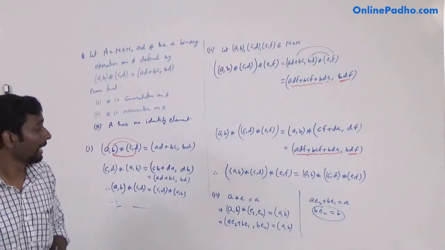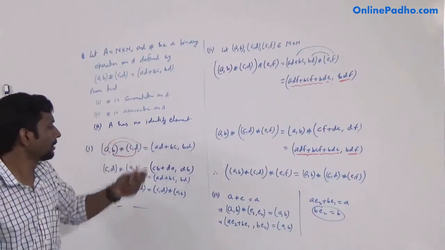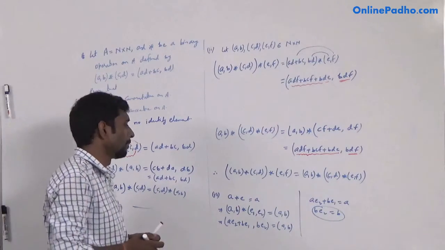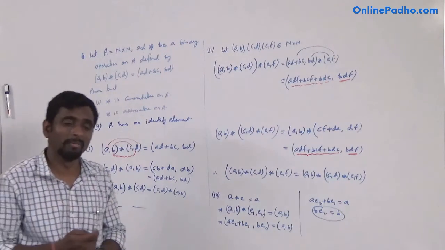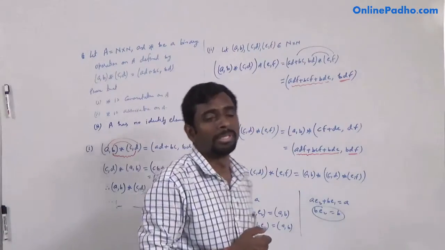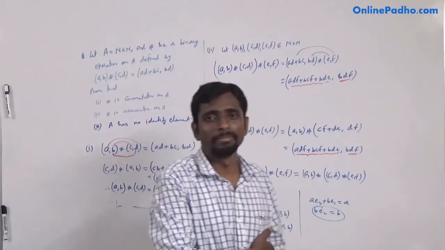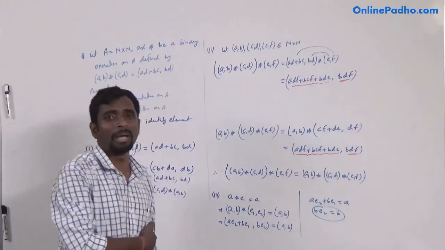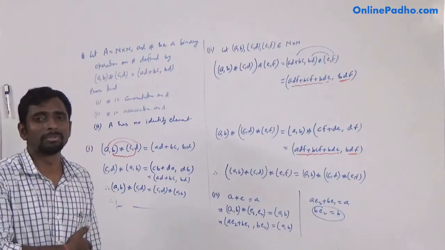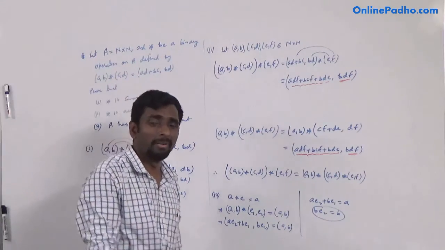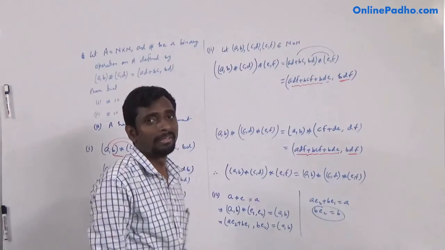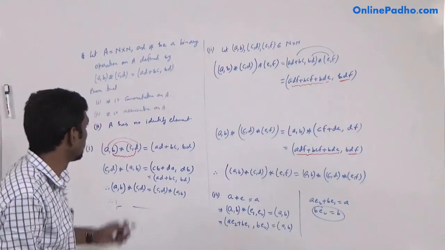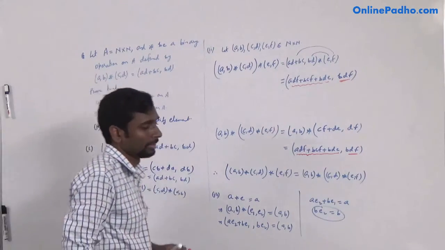So we cannot find the exact value of E1, so A has no identity element, because we cannot find the exact values of E1 and E2. In terms of A and B only, we cannot find the numerical value of the identity element. You can find E1 and E2 in terms of A and B, but that is not the identity element. So we cannot find the identity element in this question.